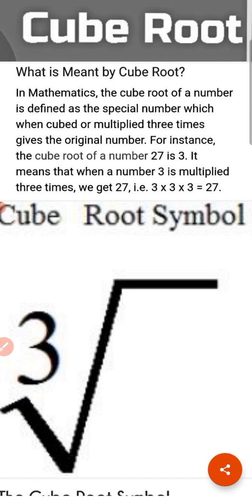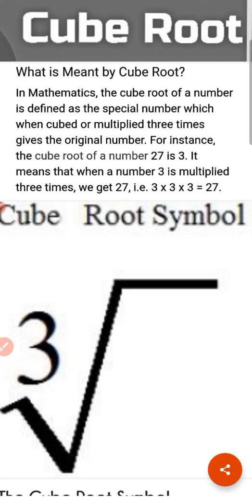Cube root. The cube root of a number is defined as a special number which when cubed or multiplied 3 times gives the original number. For example, the cube root of 27 is 3. It means that when 3 is multiplied 3 times, we get 27. That is 3 into 3 into 3 is equal to 27. The cube root of a number is a special value that when cubed gives the original number.